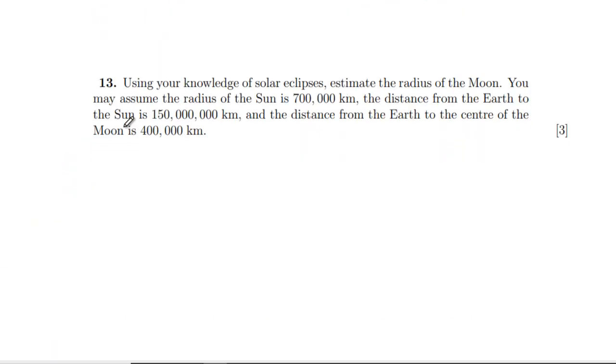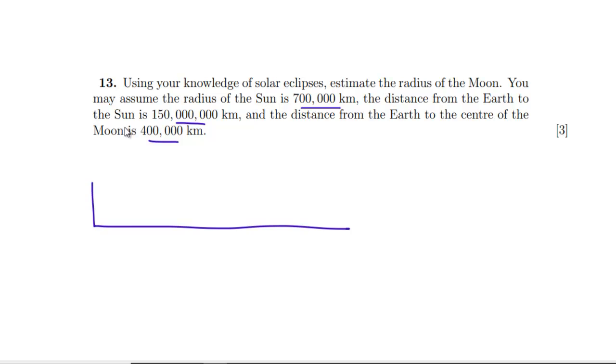Now we've got question 13. Using your knowledge of solar eclipses, estimate the radius of the moon. You may assume the radius of the sun, distance from Earth to the sun, and distance from Earth to the moon. Right, so they're setting us up for similar triangles here.